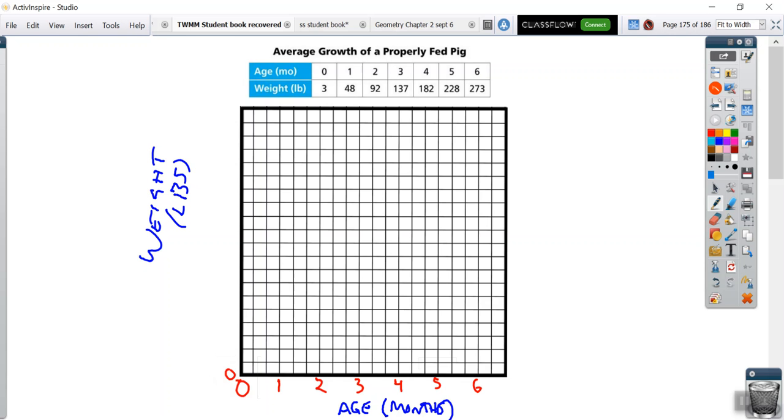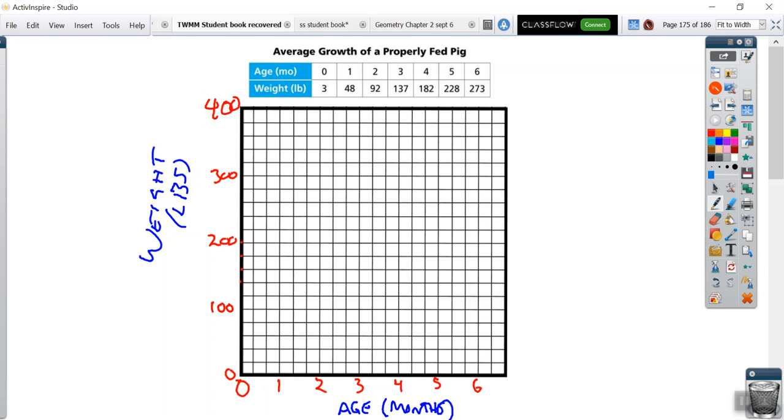So 20, 40, 60, 80, 100, 120, 140, 160, 180, 200, 220, 240, 260, 280, 300, and we can actually get up to 400 here. And that's probably going to be just fine for our graph.